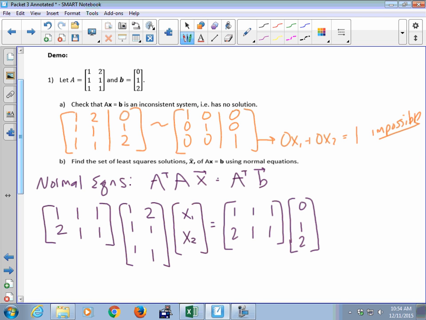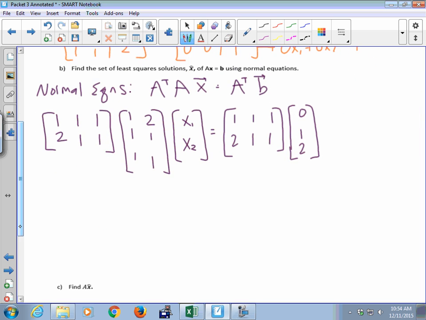So I just wrote it all out, plugging into the normal equations. The only unknown now is x1, x2. That's the x hat. That's the thing I'm looking for. So I should be able to solve this. I just do all the algebra out here. When I multiply A transpose times A, I get [3, 4], [4, 6], times x1, x2. And when I multiply A transpose times b, I get 3, 3.